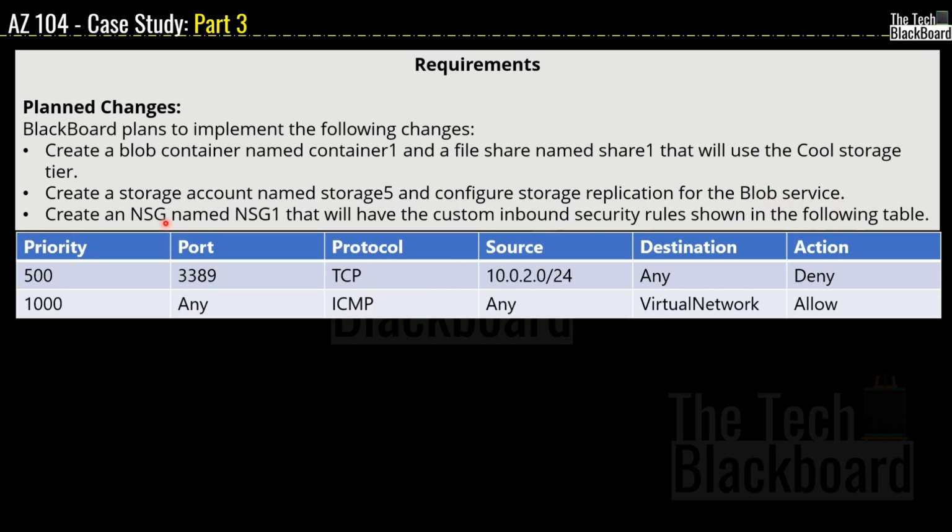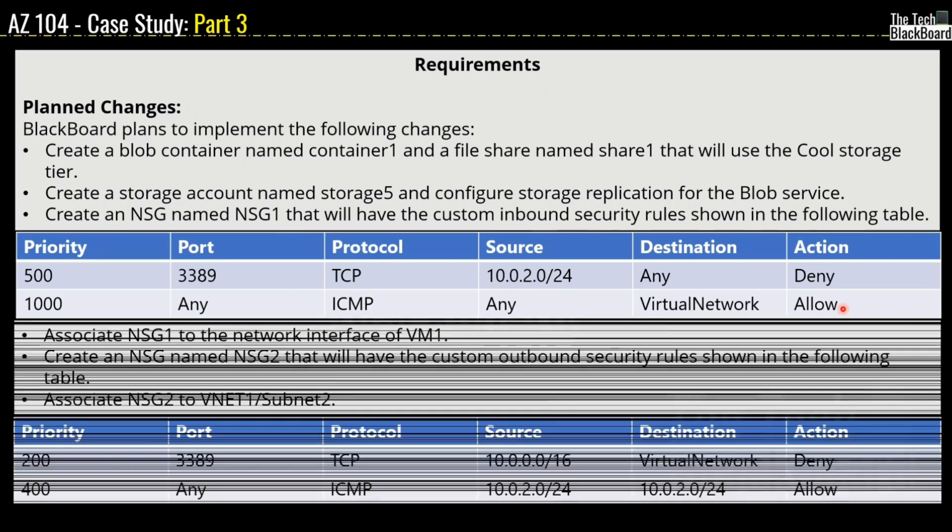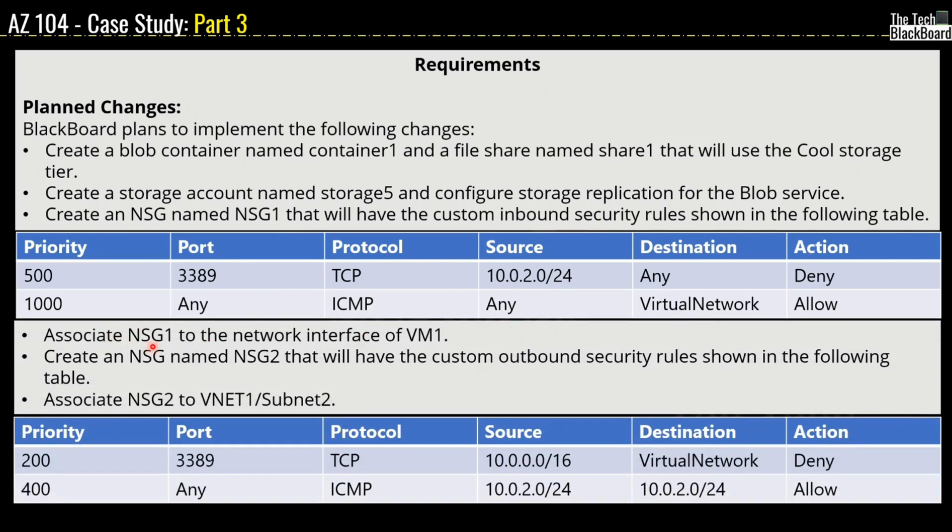What is NSG? NSG is a network security group named NSG1 that will have the custom inbound security rules as shown in the following table. So here we are given the custom inbound security rules. We are given priority, port, protocol, source, destination and action. Moving on, the case study says to associate the NSG1 to the network interface of virtual machine 1. Then it says to create an NSG named NSG2 that will have custom outbound security rules as shown in the following table.